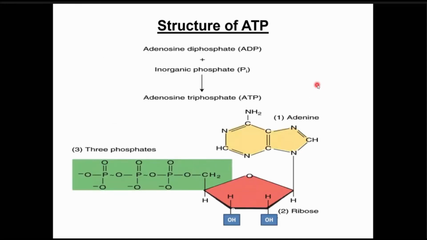This is the detail of the ATP. As you can see, adenosine diphosphate plus inorganic phosphate gives you ATP. This is what we call adenine. This is the base adenine, all this. You add to it a sugar, which is a ribose, and you add to it 3 phosphates, 1, 2, 3.